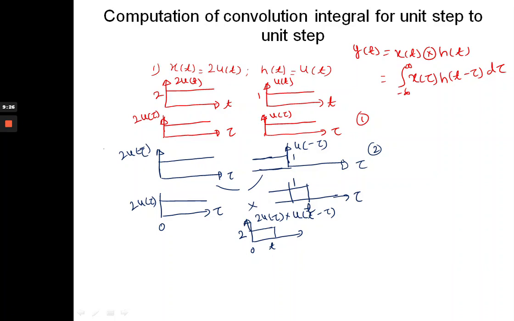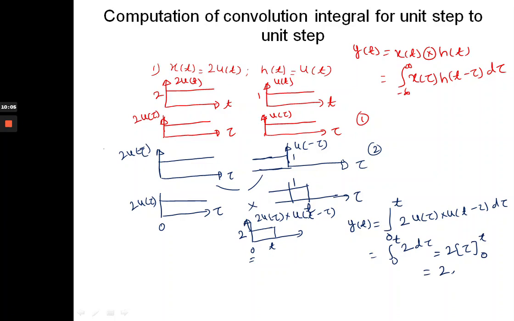Then we will integrate this, right? Last step is integrate from a to b. Now here a value is 0, means y of t equals the integration from 0 to t of u of tau into u of t minus tau d tau. Now magnitude is 1 and 2, and here this is 1, means this is 0 to t, 2 into d tau. Now integrate this and substitute the limit, means this is 2 tau from t to 0, which equals 2t. Hence y of t equals 2t.